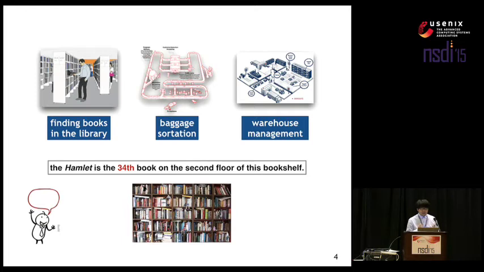Another example is in the warehouse. Basically, the workers only need to know the order of the desired item on the shelf, instead of its absolute location. Another representative example is the baggage sortation system. Here, it is more important to get the order of baggage such that further actions like sortation can be performed.